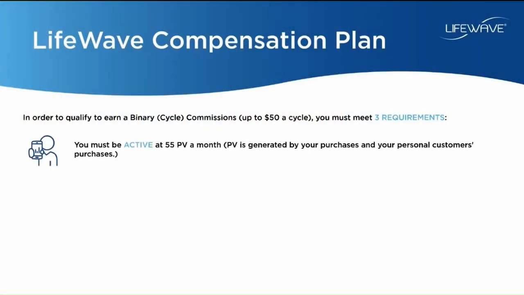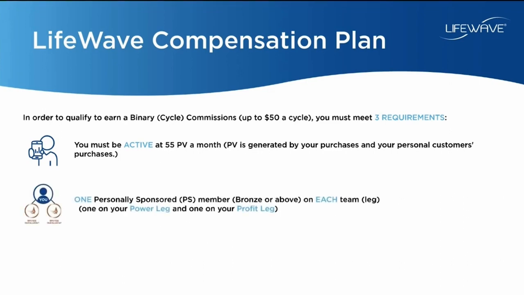You must first be active at 55 PV a month. And that volume, that PV, is generated, as a reminder, from your purchases as well as your personal customers' purchases. You also have to have a team structure in place. You have to have 2 personally sponsored bronze members, or above, but 1 on each leg. So 1 bronze on your power leg and 1 bronze on your profit leg. And as a reminder, bronze, that's an enrollment kit, an associate title.